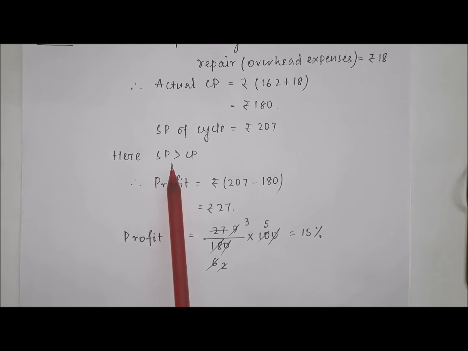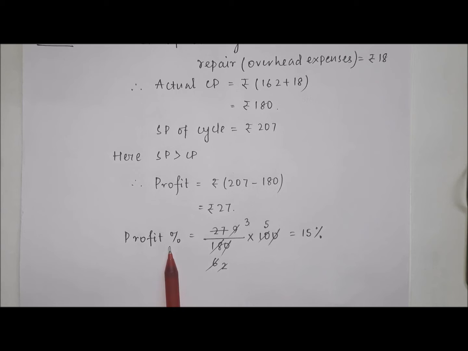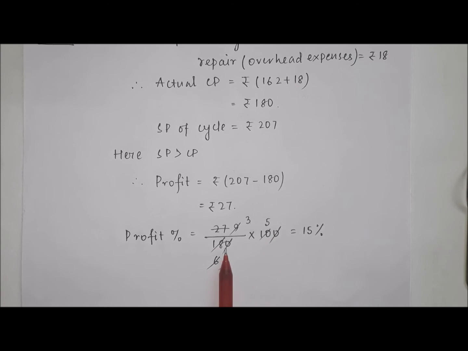Now here SP is greater than CP. Therefore you can say profit equals SP minus CP equals rupees 27. Therefore profit percent equals profit 27 by CP 180 into 100. 10 and 10 cancel. 3 6s are 18, 3 9s are 27, 3 3s are 9, 3 2s are 6, 2 5s are 10. So you will get profit equals 15%.